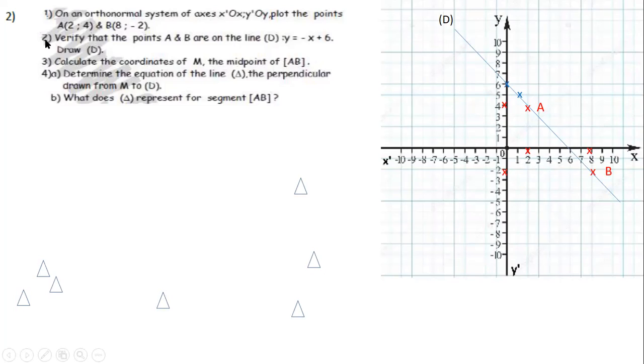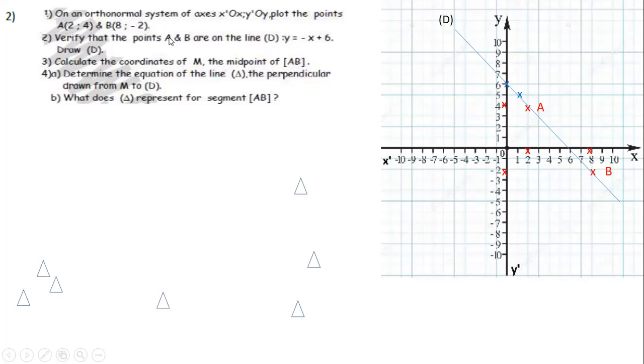In part 2, verify that the 2 points A and B are on the line D, or belong to the line D, y = -x + 6. Yesterday, we solved a similar part in the coordinate system question. So if we are given a point and a straight line, and we want to verify whether this point belongs to the straight line, of course, each point has coordinates. It has an abscissa and an ordinate.